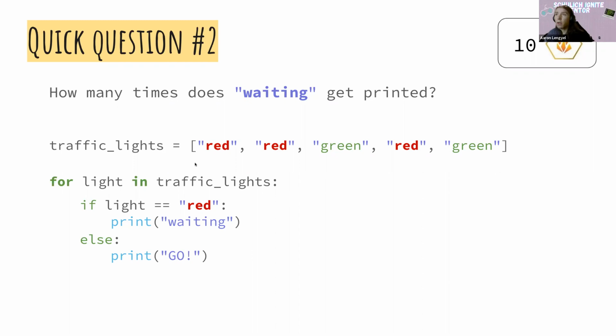So we're going to walk through this answer quickly. For every light, we start at the 0th light, and we see that it's red, so we're going to print waiting. So that's 1, right? We go to the next red. It's red, so we print waiting. So we have 2, right? Green, well, that's not red, so we print go, so that's not going to print waiting. Now we see another red, right? Essentially, it's just counting how many reds are in the list. So you're right if you said 3.